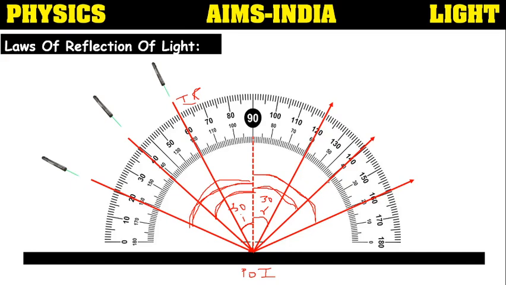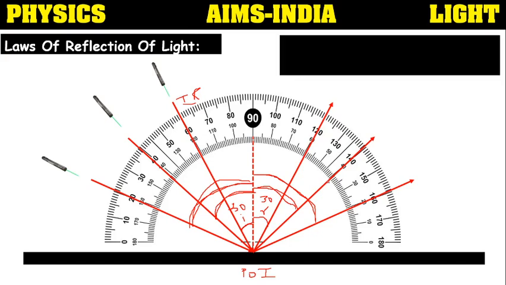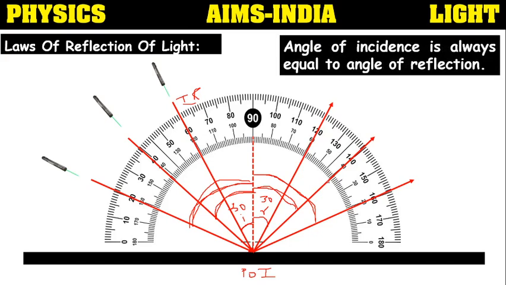So from this small experiment, what can we conclude? In all the cases, the angle of incidence is equal to the angle of reflection. So the first law of reflection is: the angle of incidence is always equal to the angle of reflection. This is the first law of reflection.